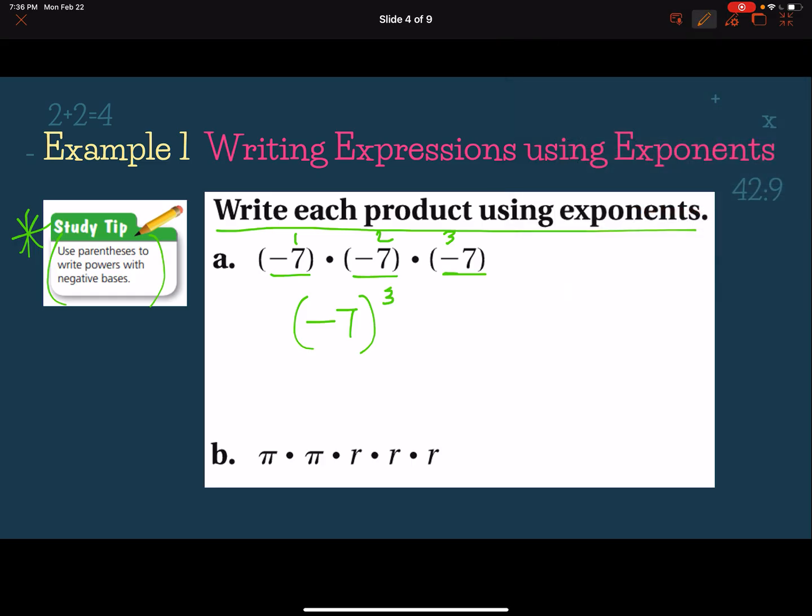Now that is also true if we have a symbol in part B like pi. Pi is going to be my base, and it's being multiplied twice, so that is my exponent. And then we're also multiplying r. Now I don't know the value of r, so I'm going to leave it as a variable, but I do see that it's being multiplied 3 times. So its exponent will be a 3. So that would be my final answer, just simply pi squared r to the 3rd power.